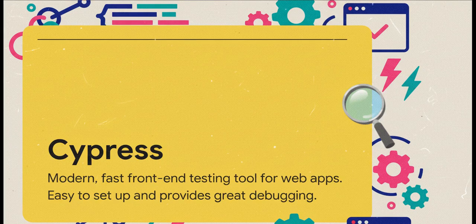And then there's Cypress. Think of it as the newer, more modern tool. It was built from the ground up to fix some of the common headaches that developers had with the older tools. It's designed specifically for the kind of complex, dynamic web apps we all use today. And its big claim to fame is that it's just incredibly fast and way easier to set up and debug.